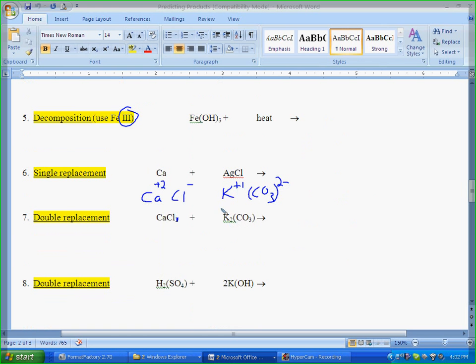So, in a double replacement, the two cations will switch places. Let's rewrite this over here, and we get K plus 1 and Cl minus. Because they switch places, this one goes here and this one goes here. So next we have Ca plus 2 and CO3 minus 2. You could write this as minus 2 or 2 minus, it means the same thing. Now we do our crisscross method, down here and down here.